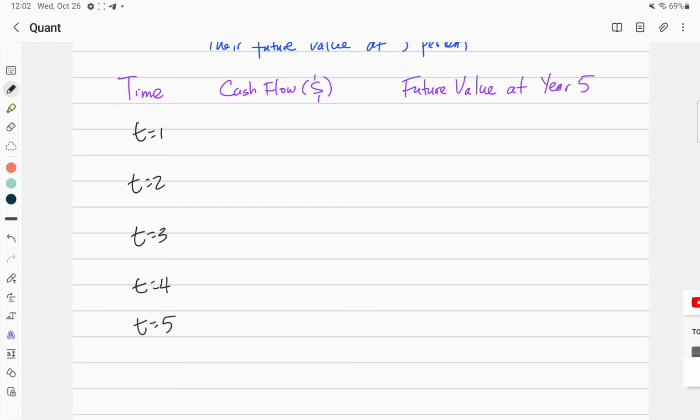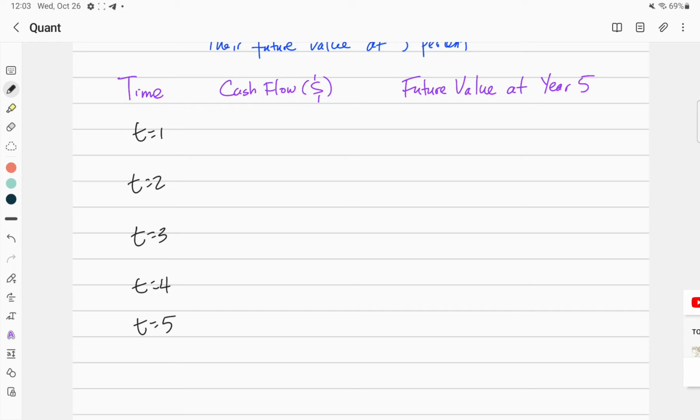So just to clear up some confusion, when we say t equals 1, for example, are we referring to the end of year 1 or the beginning of year 1? It's the end of year 1. The beginning of year 1 will be t equals 0, which we don't have here. So whatever time periods we have, they are year-end periods. So t equals 1 is the end of year 1, t equals 2 is the end of year 2, t equals 3 is the end of year 3, and so on.